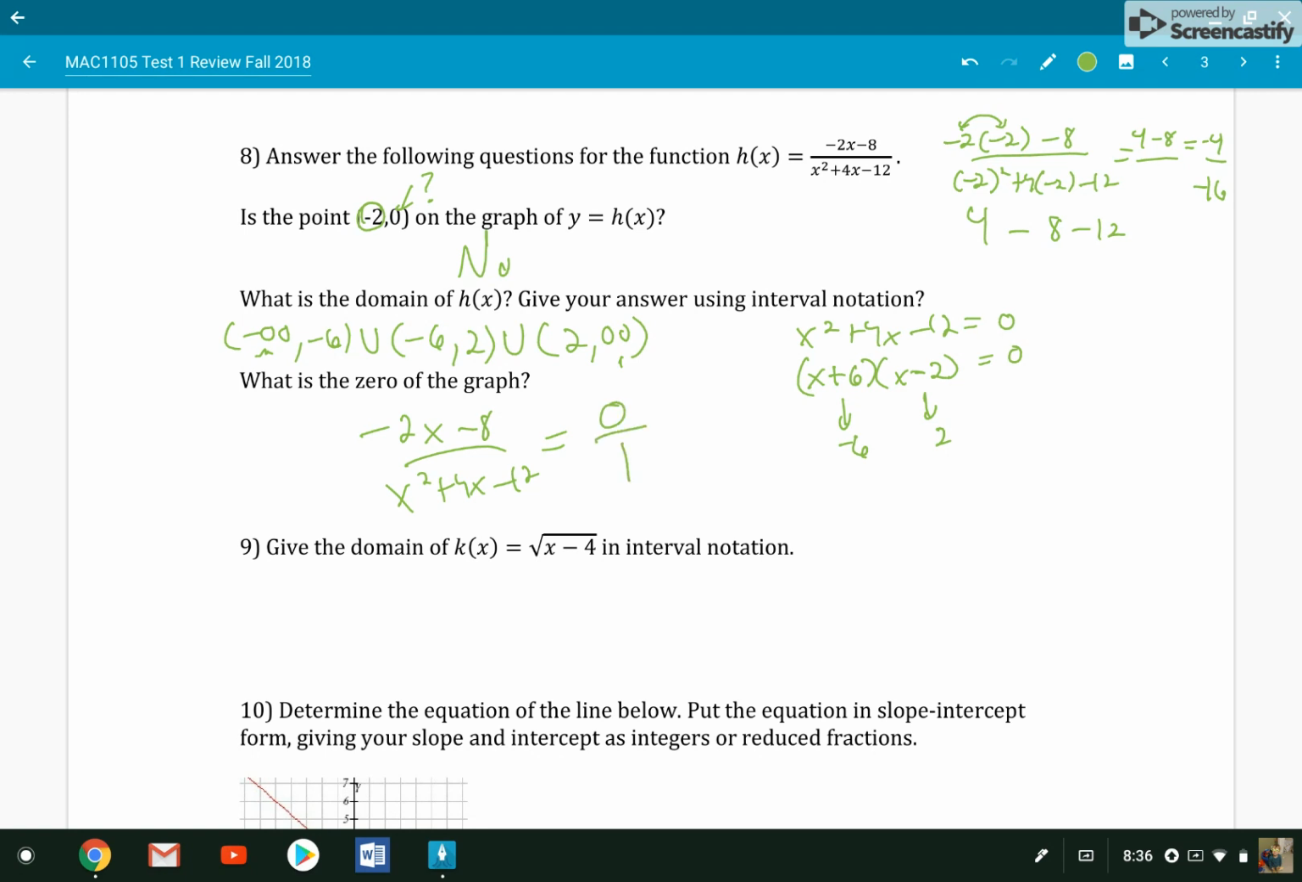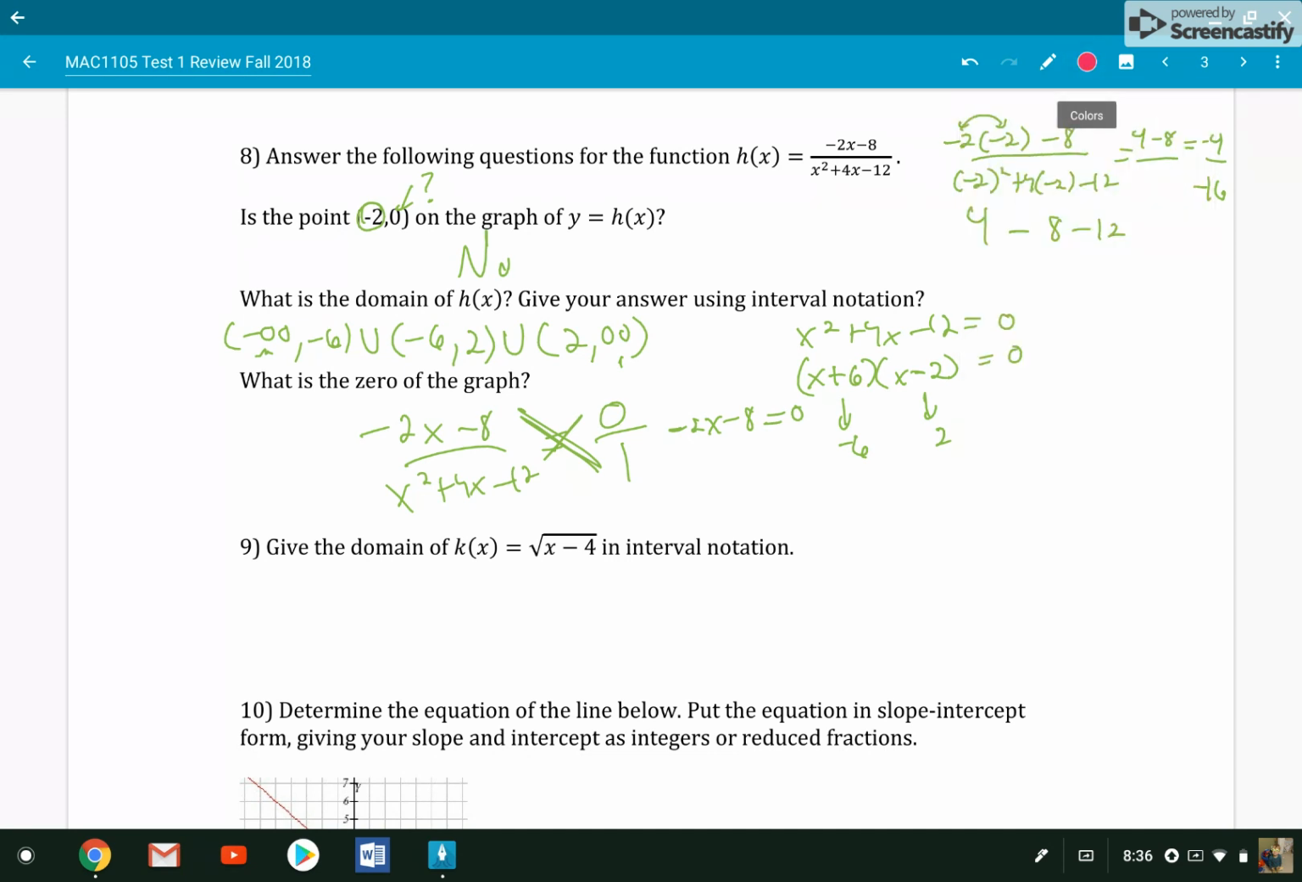I can think about a 0 over 1, and that way I can cross multiply. So I'm looking at negative 2x minus 8 times negative 1. That's just negative 2x minus 8. Then 0 times x squared plus 4x minus 12 is still 0. And so I just have to solve this. So negative 2x minus 8 equals 0.